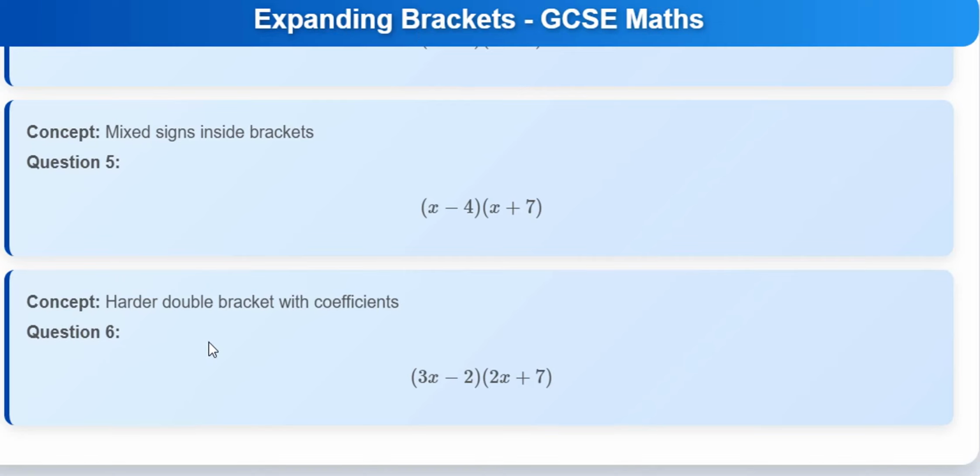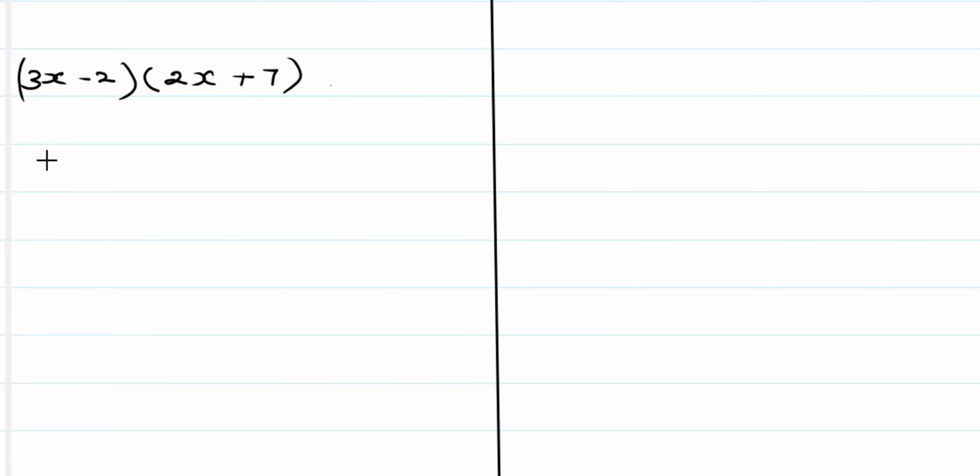Here in question 6, we are taught to expand (3x - 2)(2x + 7). As usual, the first step is to take all the variables in the first brackets, we multiply with this in the second brackets. So in this case, we have these 3x into 2x plus 7. Then this is negative 2, so we put negative 2 there. And then we multiply with 2x plus 7, like that.